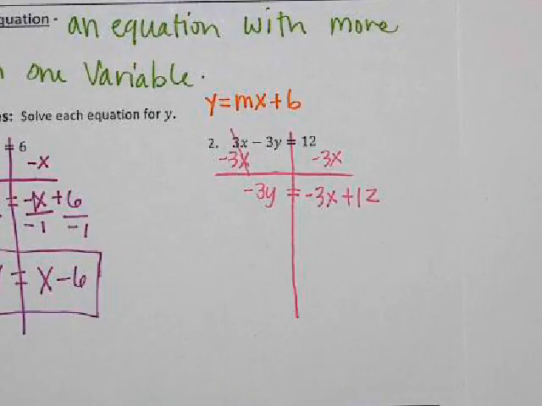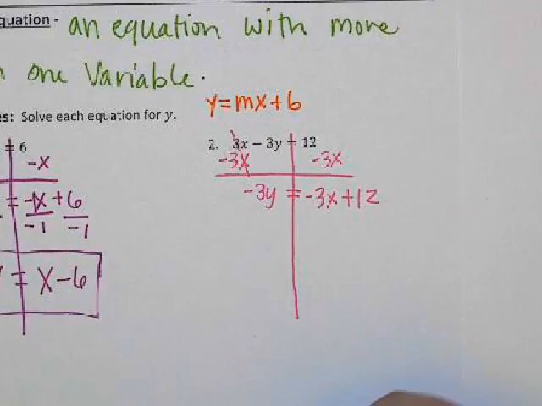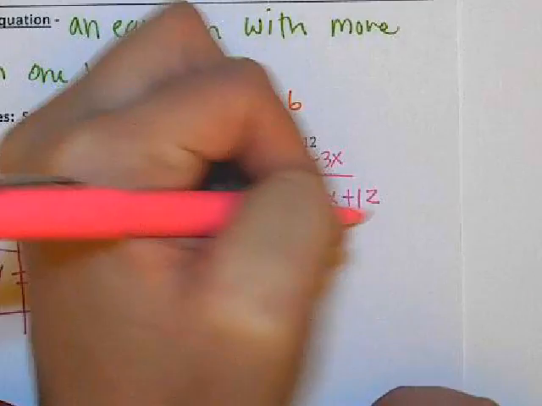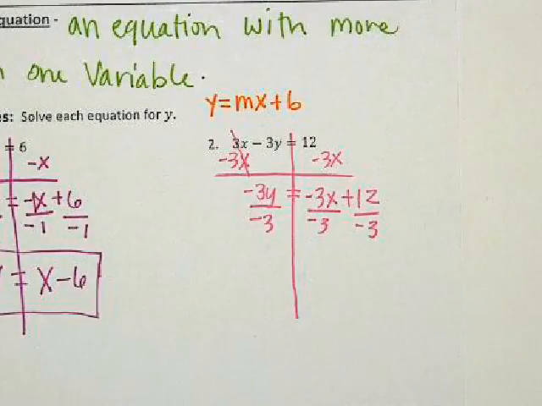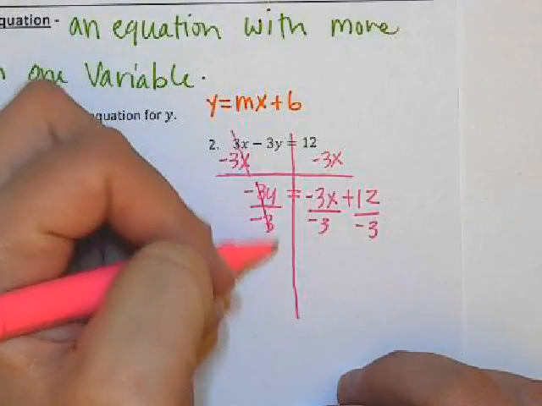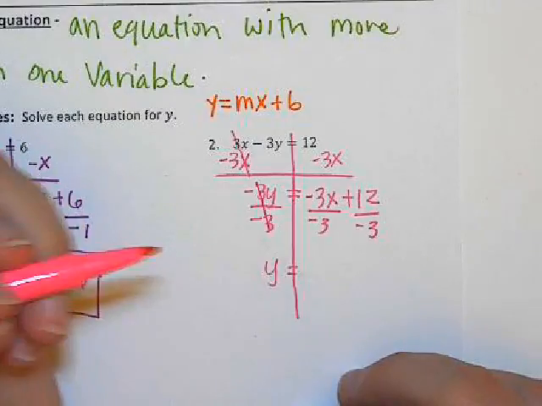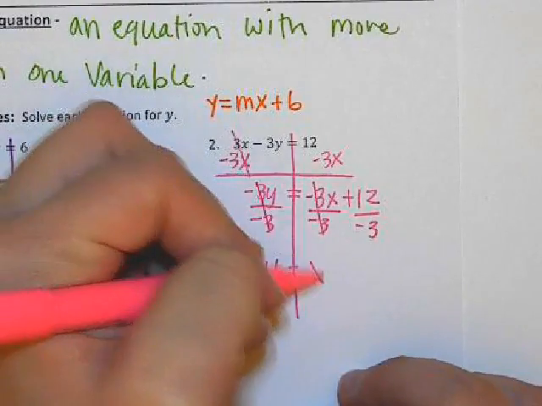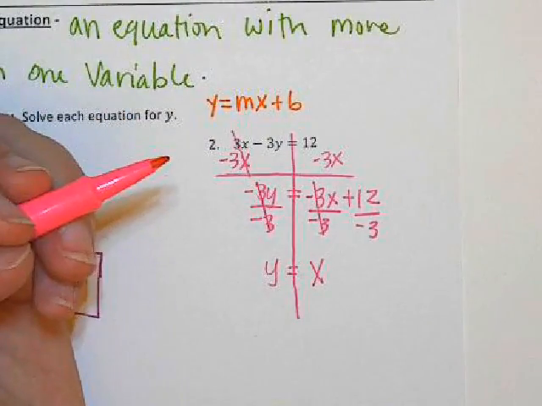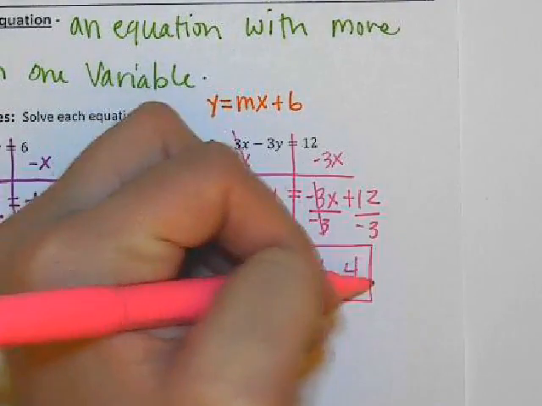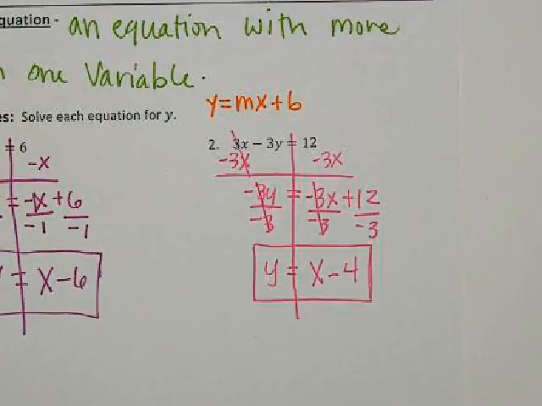Is y by itself? No. How do I get rid of that negative 3? Divide. Divide by negative 3, and if I divide one thing by negative 3, I have to do it to everything. Negative 3 divided by negative 3 gives me 1y, and I don't have to write the 1. Negative 3 divided by negative 3 is 1x, but I don't have to write the 1. 12 divided by negative 3 is negative 4. Y is by itself, so that's my answer.